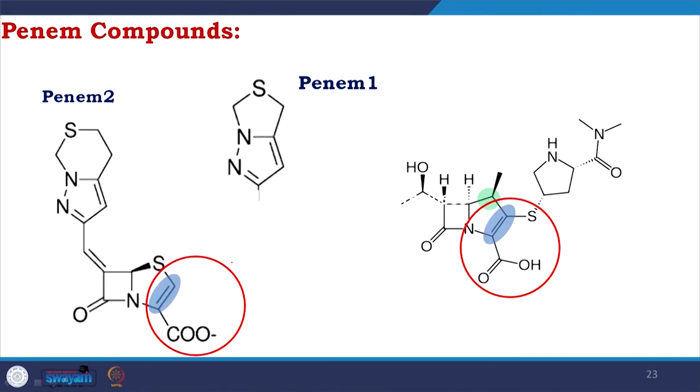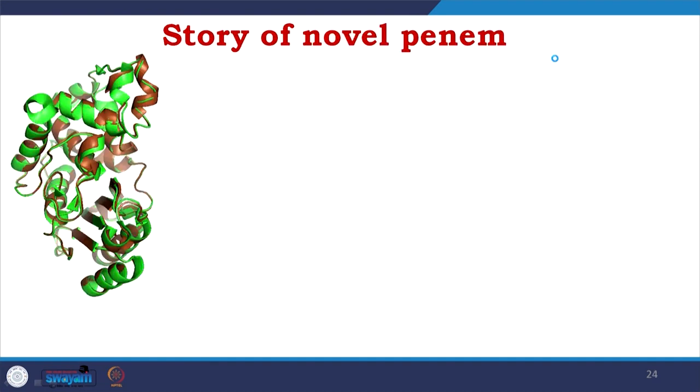So, if you look, this portion is the same, they have what we call the C2 substitution in carbapenem. Here the substitution is not there, here the substitution is in a different place. So, we are showing you how the penem and carbapenems are further investigated.